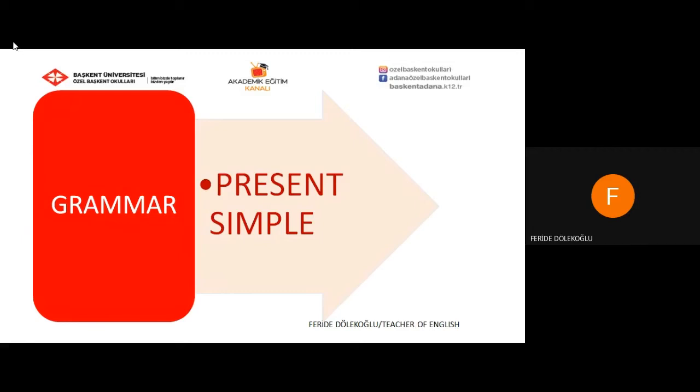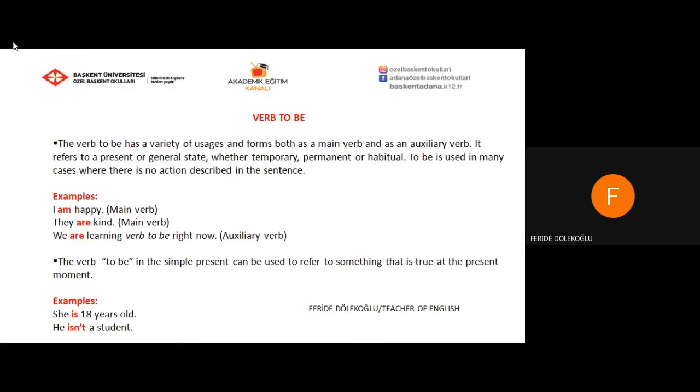Hello everyone. Today we are going to talk about present simple. I want to start with verb to be. The verb to be has a variety of usages and forms both as a main verb and as an auxiliary verb. It refers to a present or general state, whether temporary, permanent, or habitual. To be is used in many cases where there is no action described in the sentence.